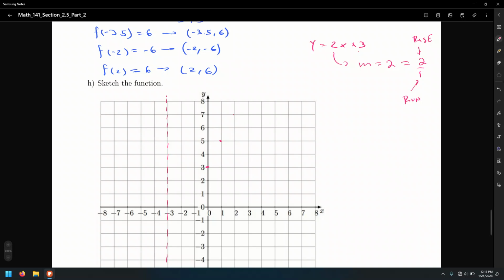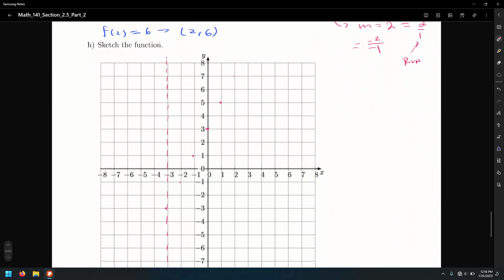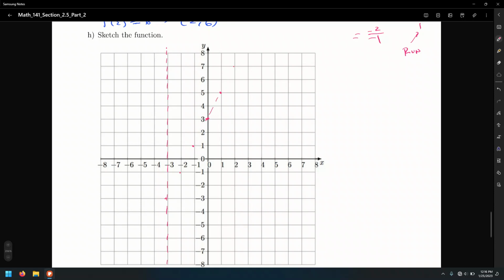Now, how do we go the other way around? This 2 over 1 is the same as saying negative 2 over negative 1. That's another way to interpret the slope. This way we can go backward, or we can go down 2 units and backwards 1. Down 2 units, backwards 1, and so on and so forth. No matter how you do this, you will get all the points aligned on the same line. And this is how a slant asymptote is going to look.